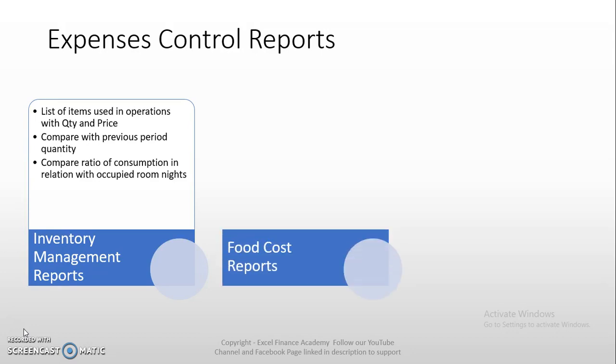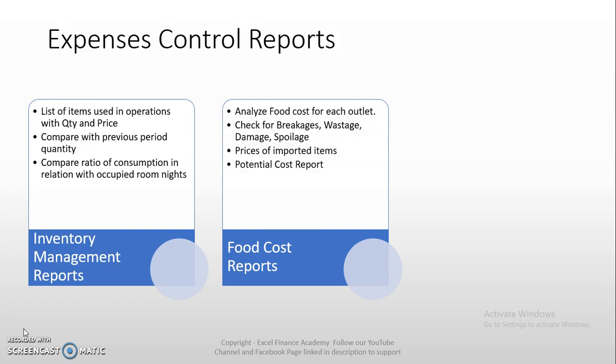Then the other things are the food cost reports, which are to control the variable cost. We analyze the food cost for each outlet, we check for breakages, wastages, damage, and spoilage. Then we see how many of them are imported items, and then we look at the potential food cost report. The potential food cost report is the ideal cost that you should have incurred while selling the menu, but the actual cost may be different because of breakages, spoilages, theft, portion controls, and reusability of certain items. So these are the food cost reports.